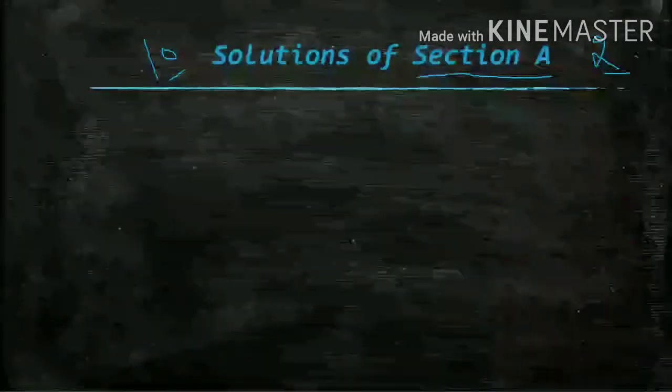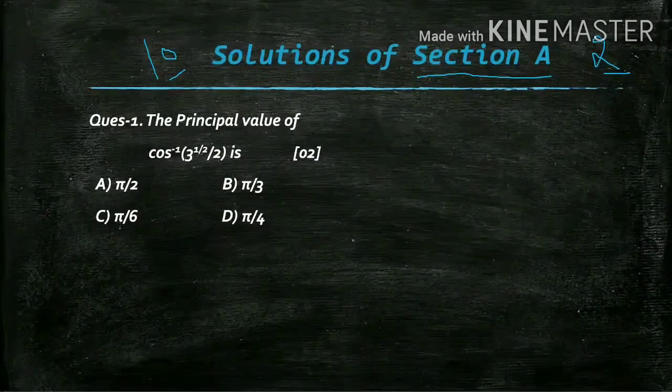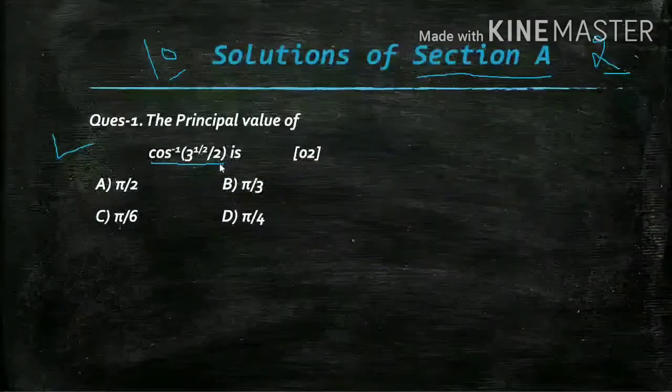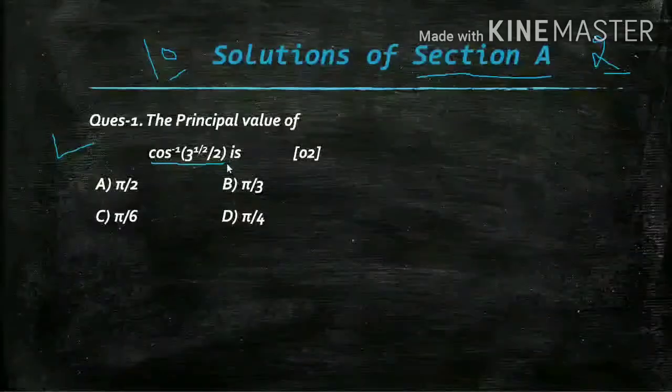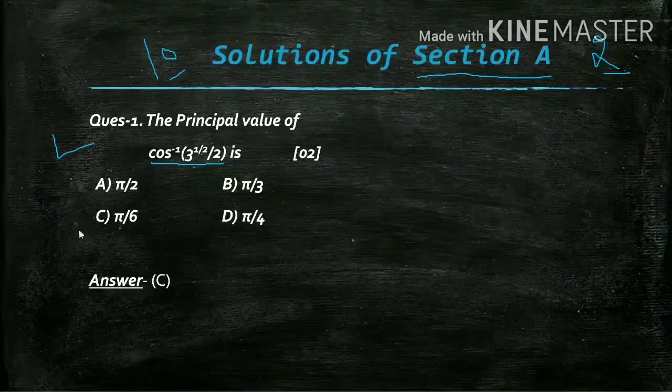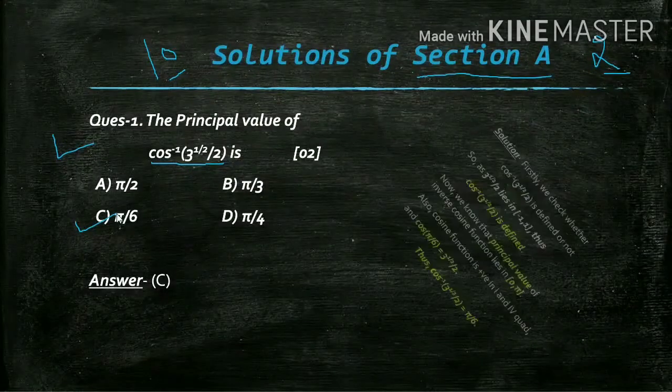Okay, let's look at the first question. This was the first question given to you, asking you to write the principal value of this term, cos inverse root 3 by 2. This is a pretty easy question. I hope you all have done this. It's nothing but pi by 6. You know how to do this?